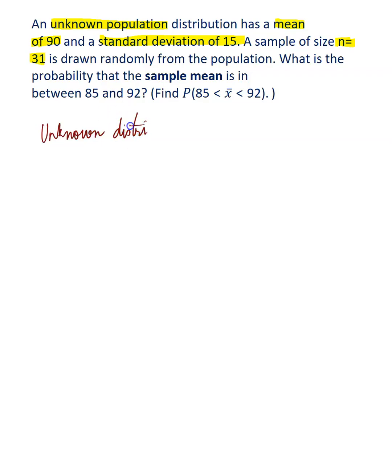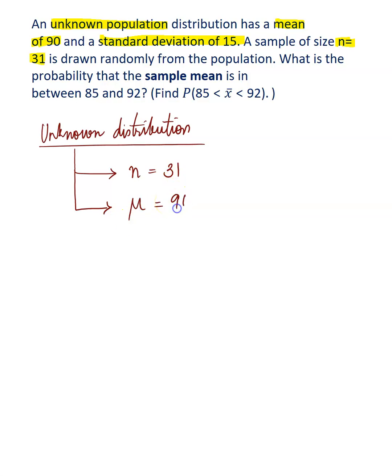So let's enter all those details. Unknown distribution. N is 31, so we're good to go there. It's more than 30. And the mean of this unknown distribution is 90, and the standard deviation is 15. Now, previously, they wanted us to find just the mean and the standard deviation for x bar. But here, they're asking us to find the probability that the sample mean, meaning x bar, not x anymore, is in between 85 and 92.